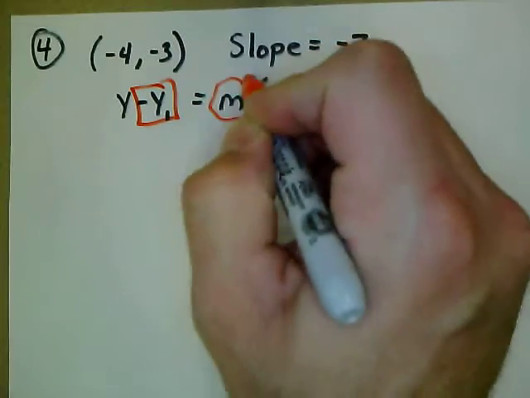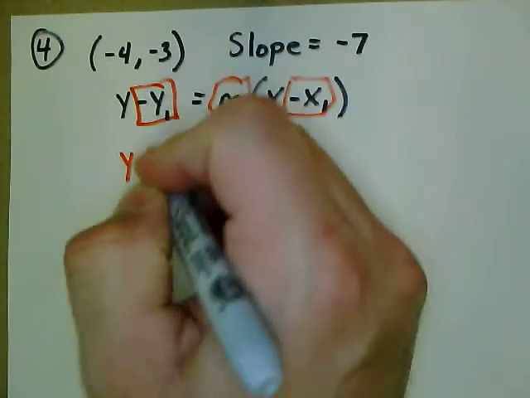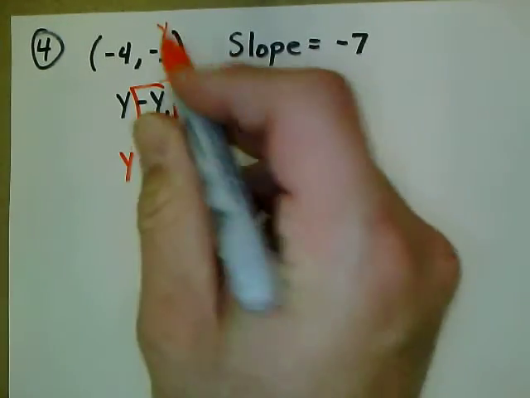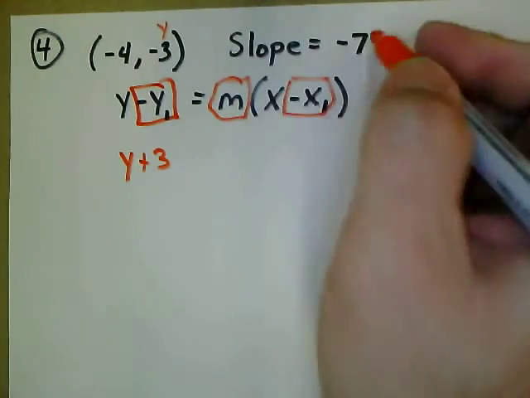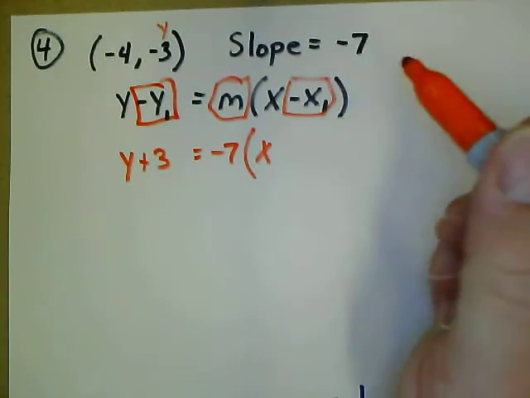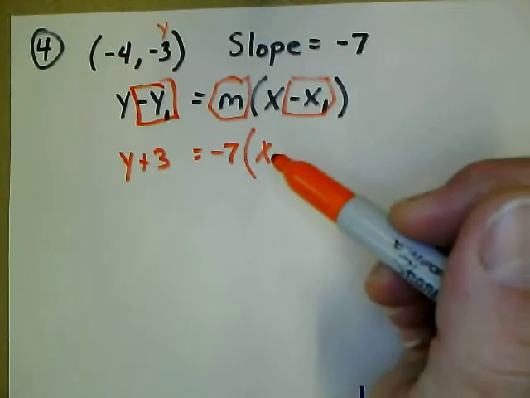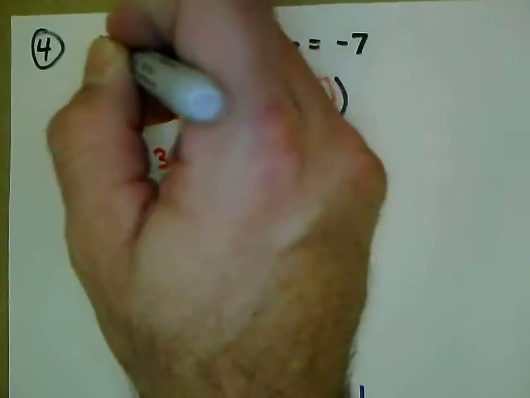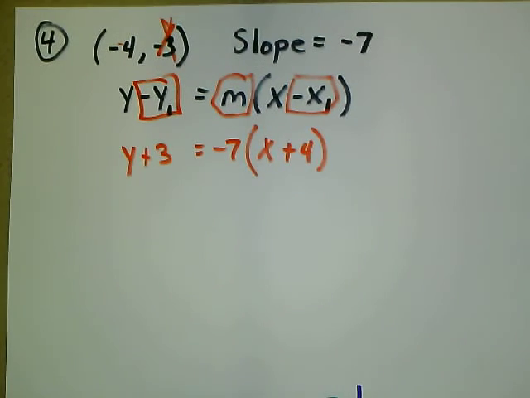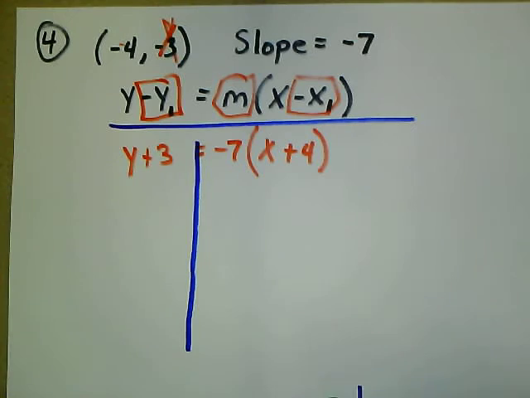Once again, these are the parts we're finding. The y stays, and then the opposite of y, well, here's y, so the opposite is +3. -3 is +3. Our slope is -7. We keep that first x. We're finding the point. That's what the 1 stands for. The 1 point we have. This is our x, so that's going to be +4. The opposite of it. All right. And we have an equation.